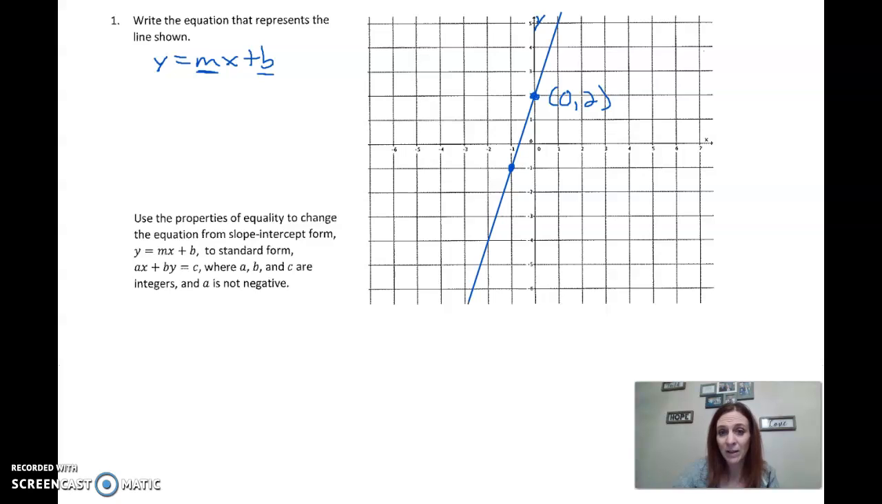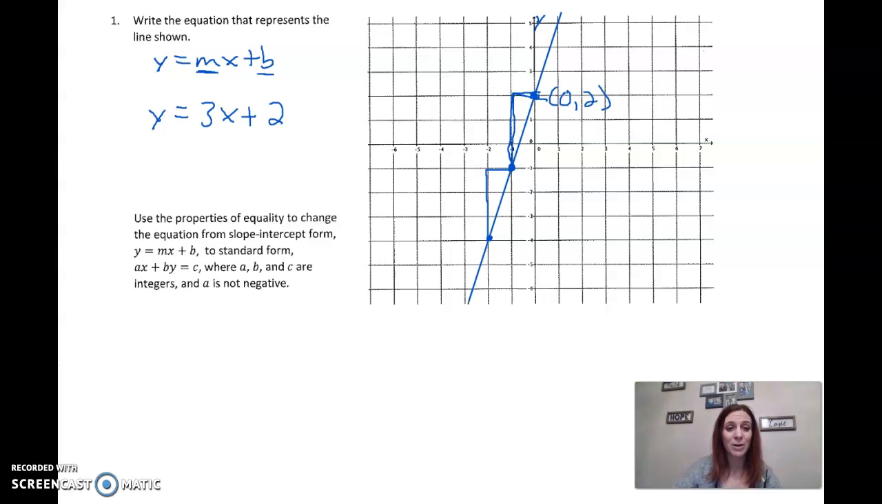Well, if I pick a point on the line, I'm going to rise 3 and run 1. Okay, and if I pick this point down here, I'm going to rise 3, run 1. So my slope is going to be 3 over 1, which is just 3, times x plus my y-intercept, which is 2. Okay, so great. That's what it is written in slope-intercept form.